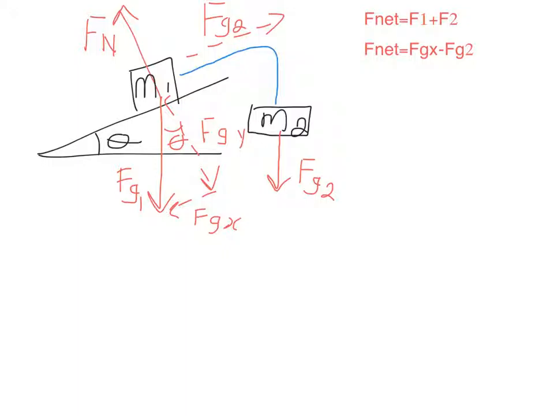Now what I can do is, if I actually happen to have these two masses, I can figure out what Fgx is, I can figure out what Fg2 is, and I can actually figure out what the net force is. And if I know the net force and the total mass, the total of these two put together, then I can figure out the acceleration. So let's see if we can do that as an example.